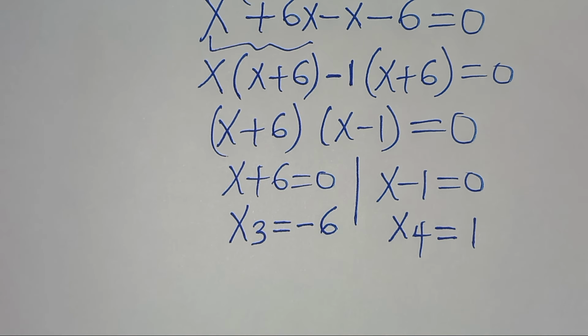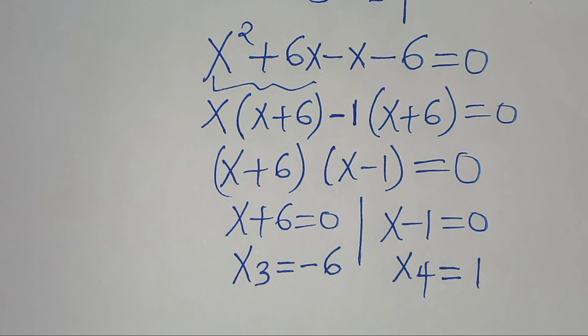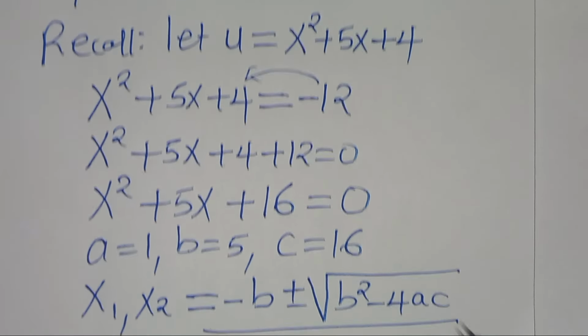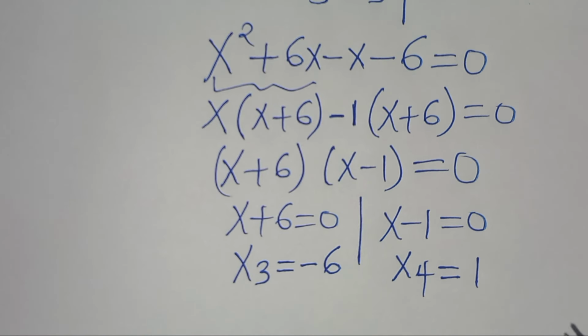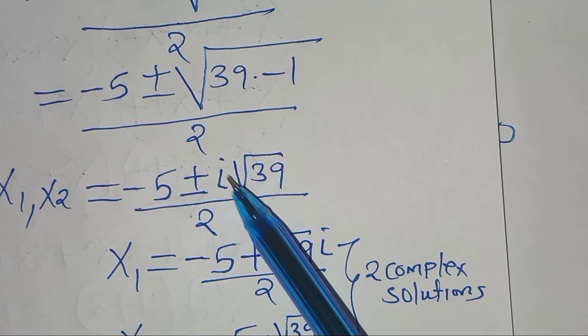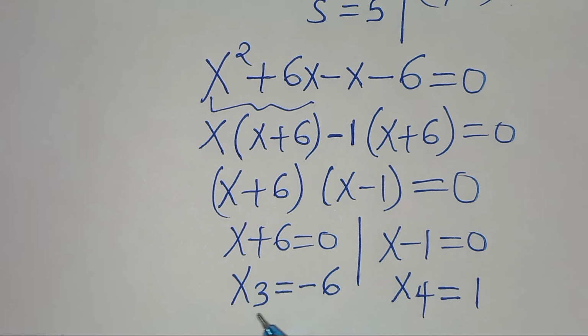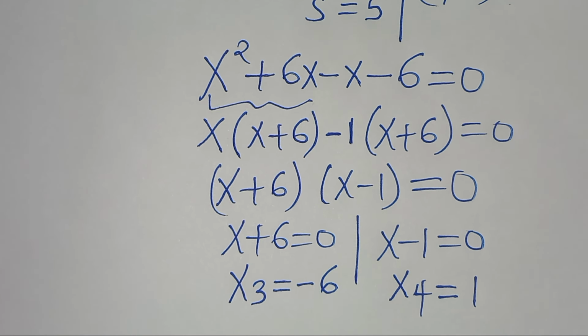So in this case, we have 4 solutions for this algebra problem. We have here x1, x2, which is equal to minus 5 plus or minus i square root of 39 divided by 2. And we have x3, which is minus 6, and x4, which is 1.